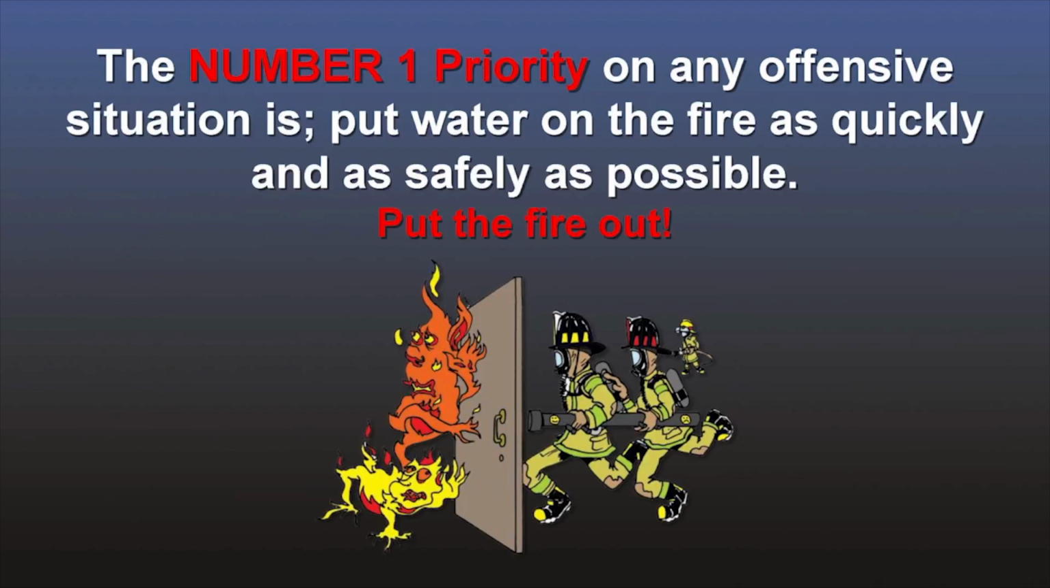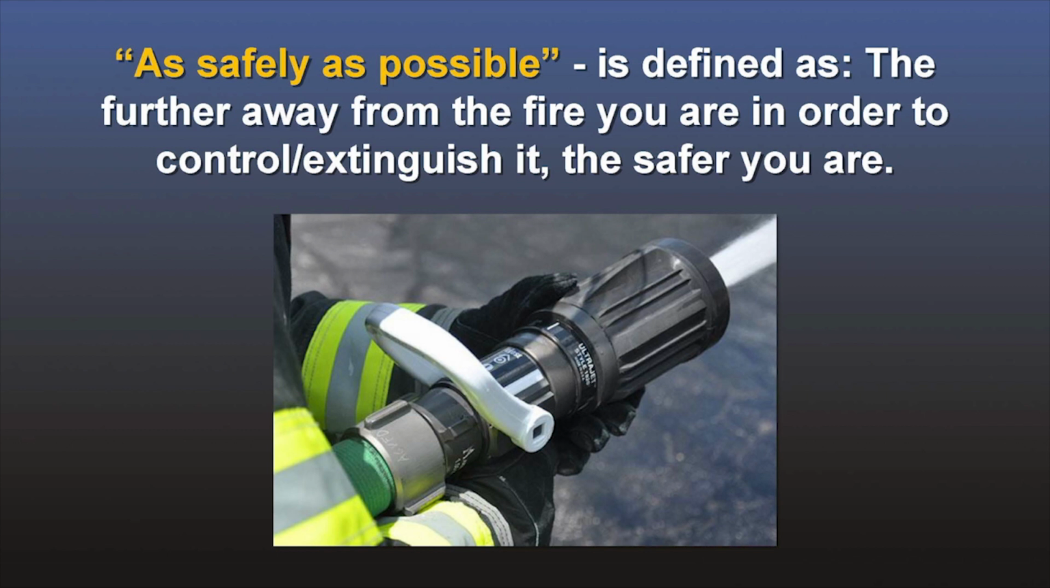When we talk about fire control, we're talking about the act of isolating, confining, and extinguishing the fire in the hazard zone. Our number one priority in any offensive situation is to put water on the fire as quickly and as safely as possible. Again, our primary objective is to put the fire out. Once that fire is out, part of fire control is checking for extension in that area of origin. As safely as possible is defined as the further away from the fire you are in order to control or extinguish it, the safer you are. Upon the arrival of suppression companies, all efforts must be directed at putting the fire out.